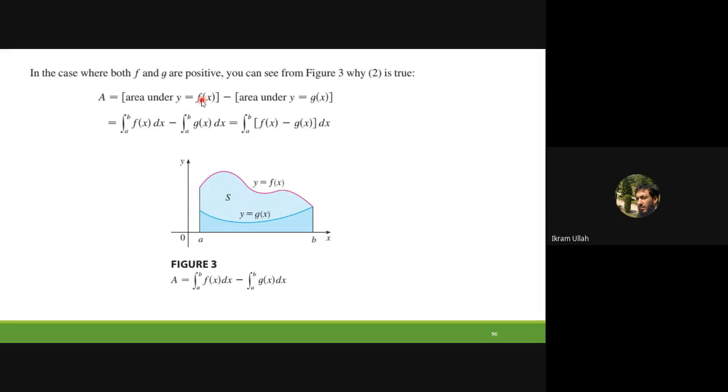So this we can write as the integral from a to b of f of x dx, minus the integral from a to b of g of x dx. So taking this integral common, this will be equal to the integral from a to b of f of x minus g of x dx. So for both positive functions we can use the same formula.